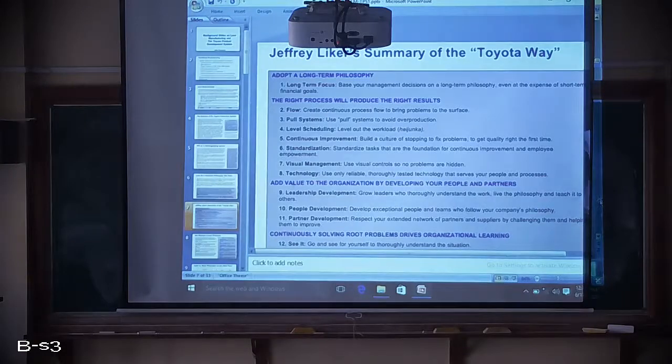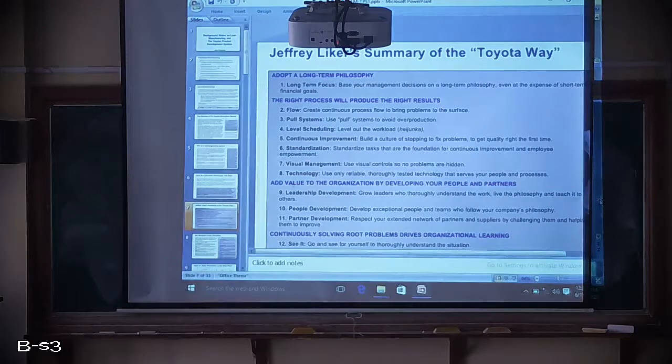Now, one more thing, add value to the organization by developing your people and partners. Remember here, it's not only getting profit, but also adding value to the organization. How would they add value to the organization? One is leadership development. Grow leaders who thoroughly understand the work, love the philosophy, and teach it to others.